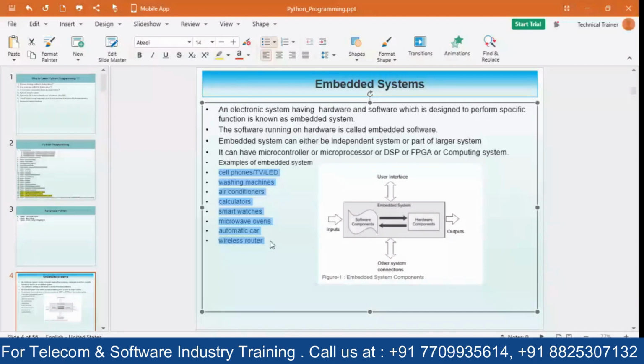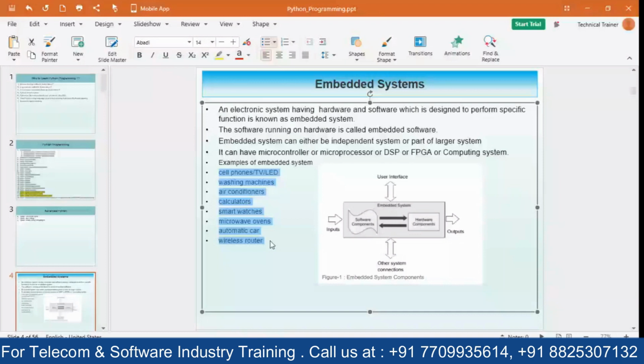Anything more? Because it has hardware, it has software. Yes, good. Any more? Lift system. Yes, lift system. Exactly, any hardware is there, software is there, plus it should do some specific work, right? For example, it is lifting the people up, right? That's why it's an embedded system. Yes, good. Any more examples you want to say, which are in your life? Microwave oven.